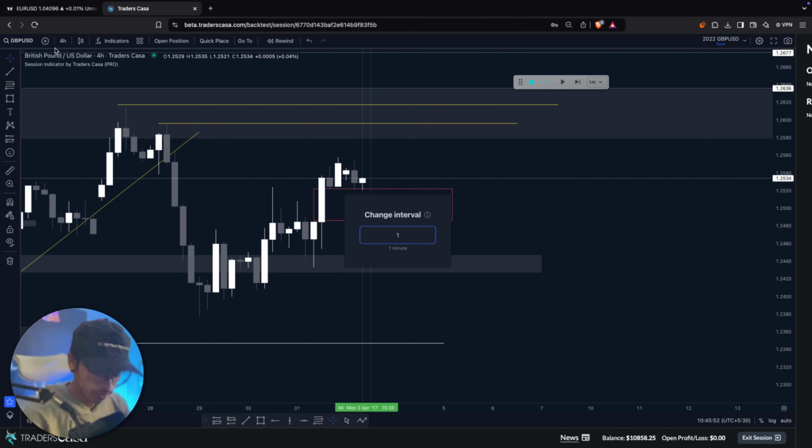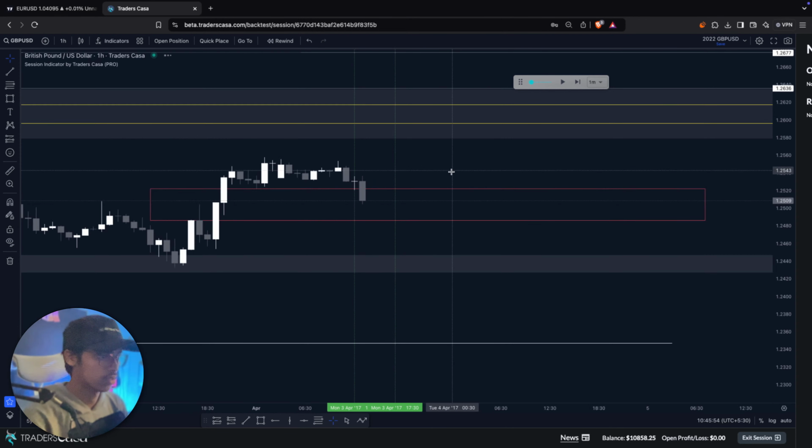Let's go on the 1 hour time frame. Okay, is there any fair value gap? Yes, there is a fair value gap. You guys can see this. There's a fair value gap in here, but also there is a fair value gap in the upside direction as well. We want the price to be rejected from this point.